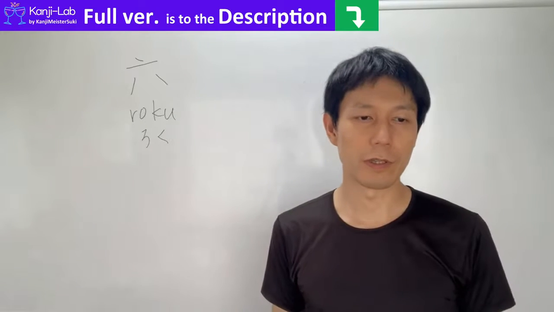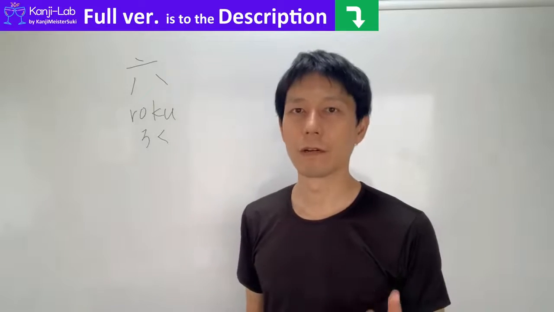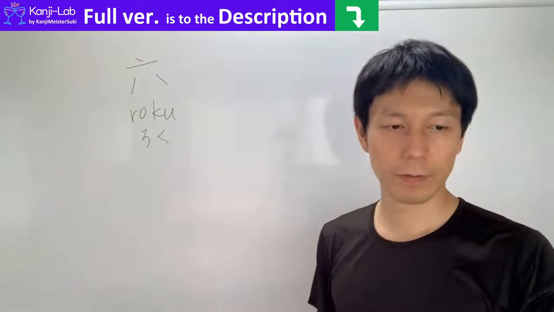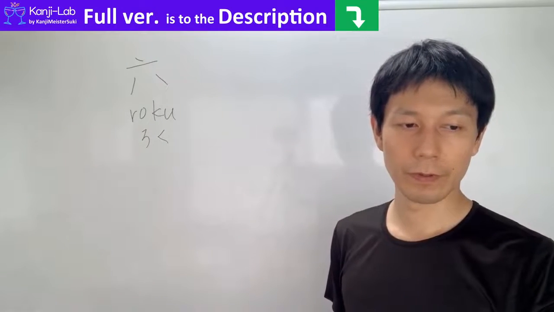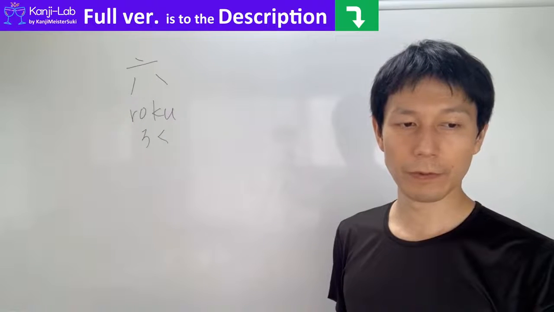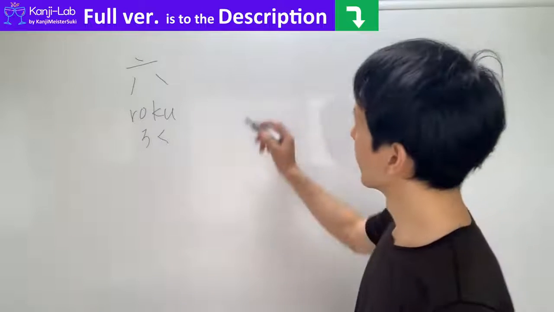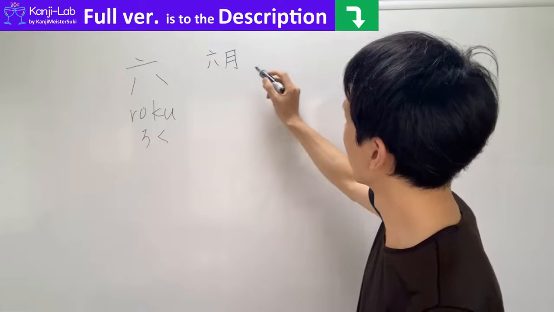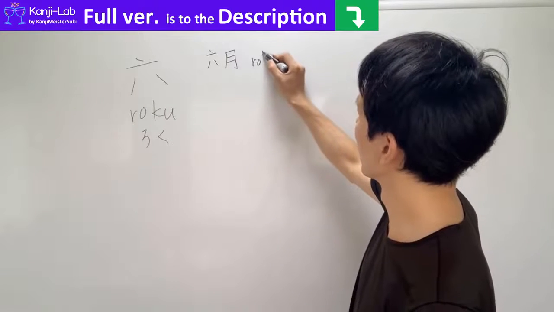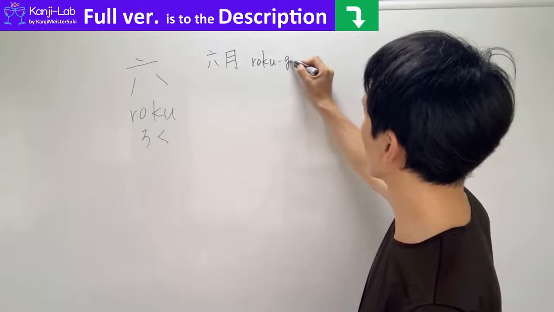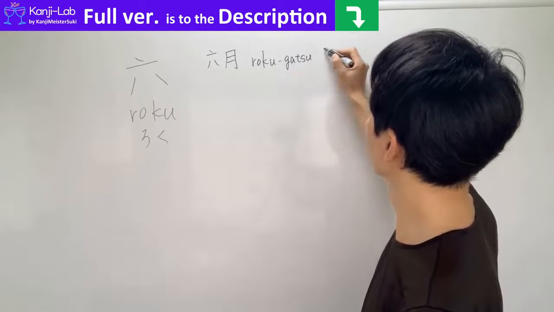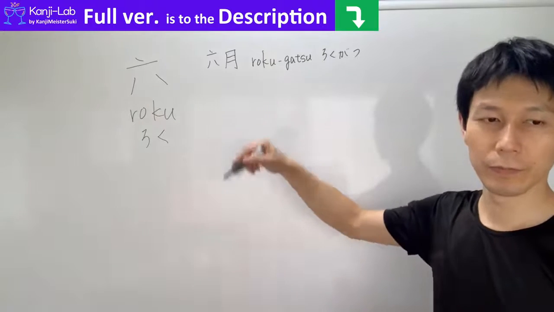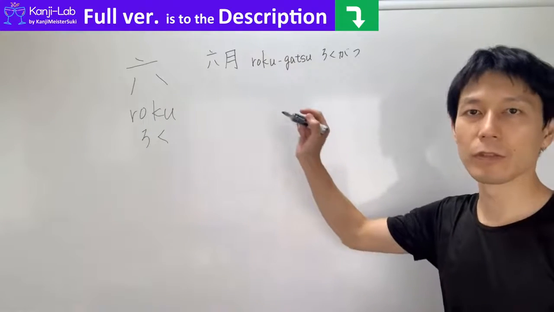So let's start with the readings. First, the on reading is roku. For example, Rokugatsu means June.